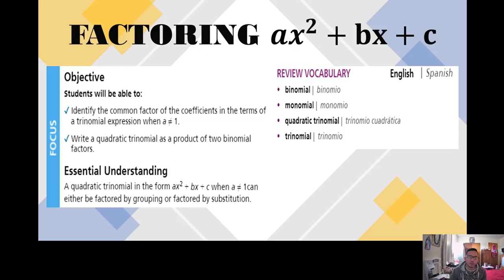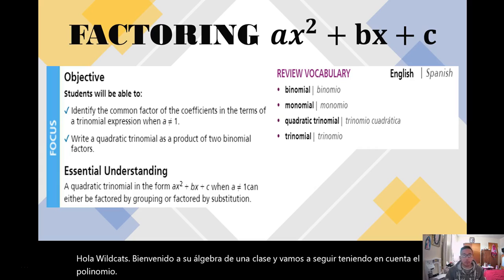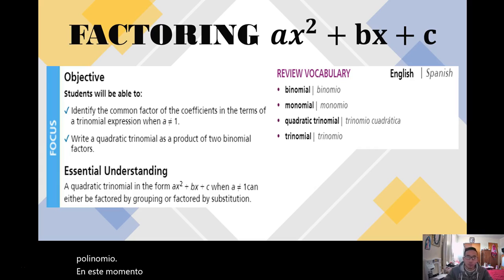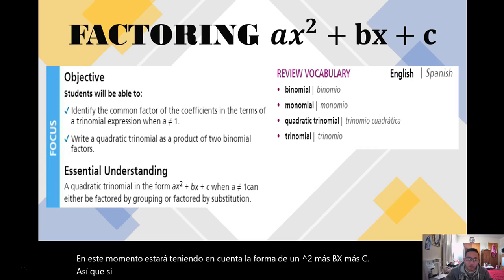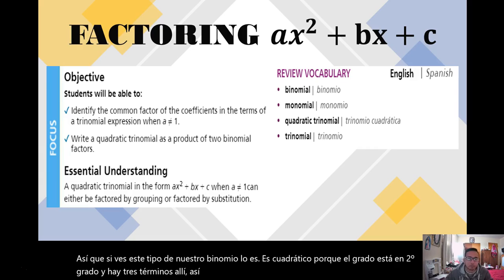Hello there, Wildcats. Welcome to your Algebra 1 class, and we're going to continue factoring polynomials. At this time, we'll be factoring in the form ax squared plus bx plus c. If you see this type of polynomial, it is quadratic because the degree is second degree, and there are three terms, so we can call it a quadratic trinomial.